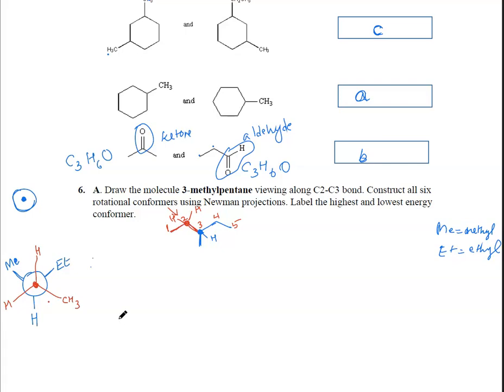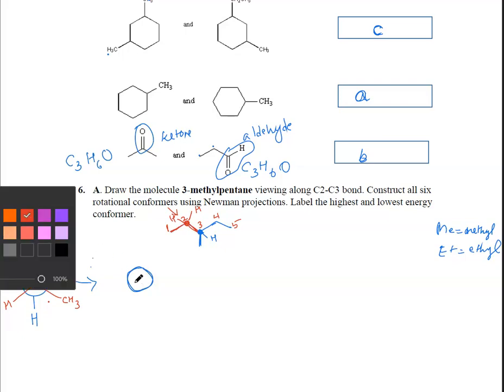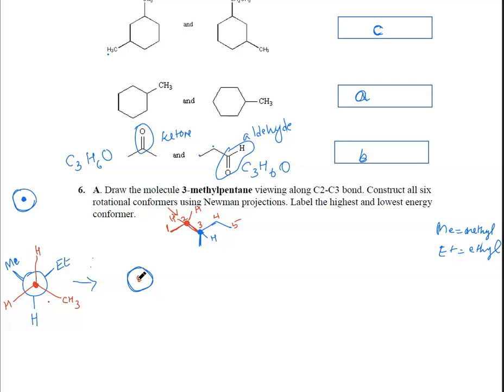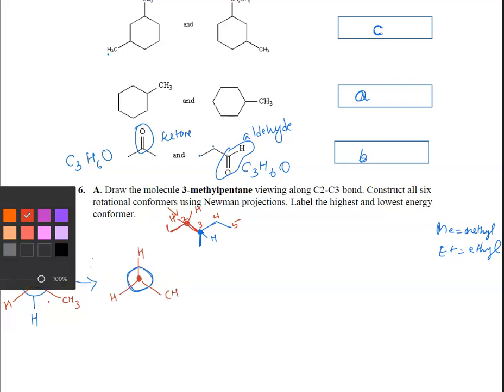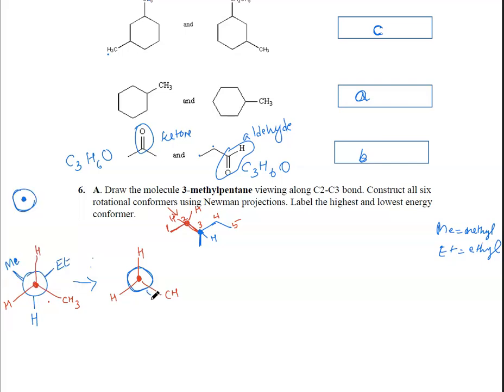Now I do a 60-degree rotation to give my next conformer. The blue carbon atom is the one which I'm going to move. Let me finish drawing the red one. My front carbon atom I'm going to keep intact, not move it. So this is CH3 here. And then the back carbon atom, when I move it, I have the ethyl group coming here, the hydrogen going behind this, and then the methyl group coming here.